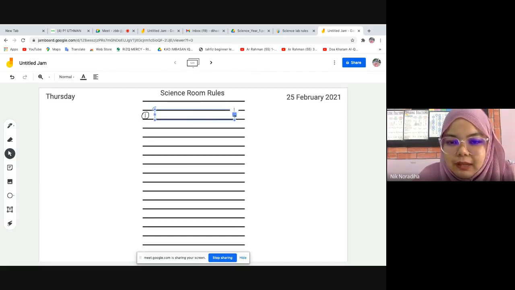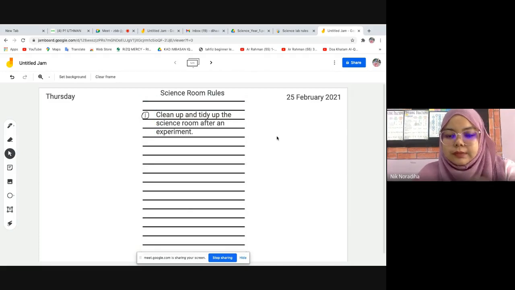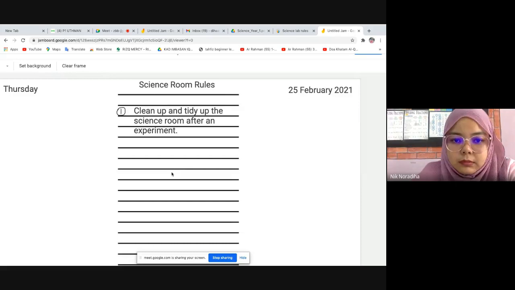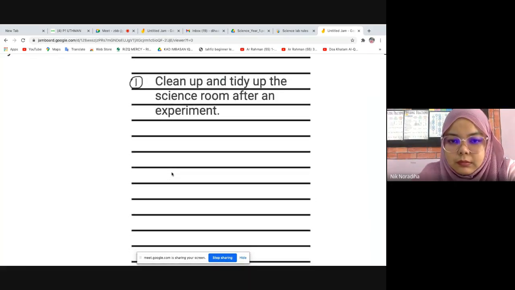Okay, so the one that Asma shared with us just now, clean up. Okay, you can write in the tatan book, okay? Tidy up the science room after an experiment. Okay, the first one. It's okay, you can take your time to write.